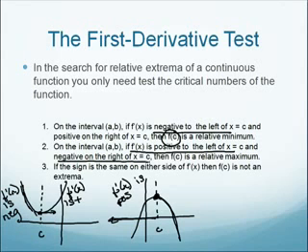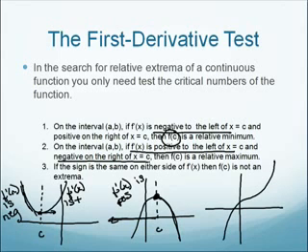If the sign doesn't change on either side, we could have a function that looks like this, and we get a critical value here, and so this would be our c. So it's increasing on the left side of it, and it's still increasing on the right side of it. So at c then, c is neither a maximum nor a minimum.